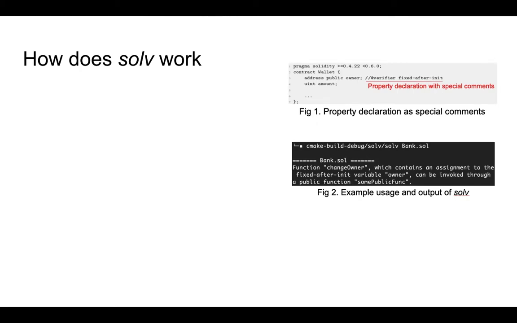How does Solve work? The user has to declare properties as special comments. As shown in figure 1, declarations take the form of special comments. In this example, the variable declaration node is declared to be fixed after initialization. It's abbreviated into fixed after init here. So the special comments start with double slashes as usual, and add verifier, and then the property name, in this case, is fixed after init.